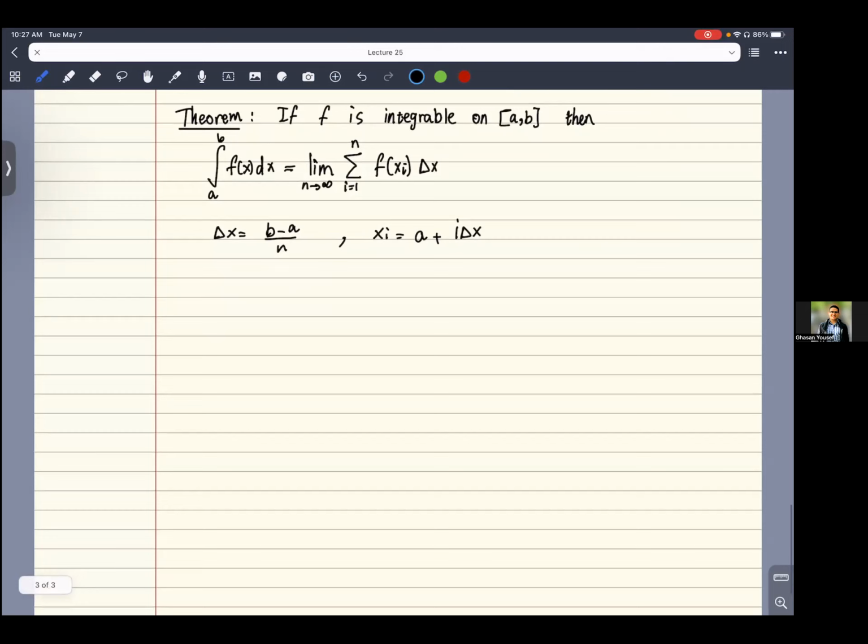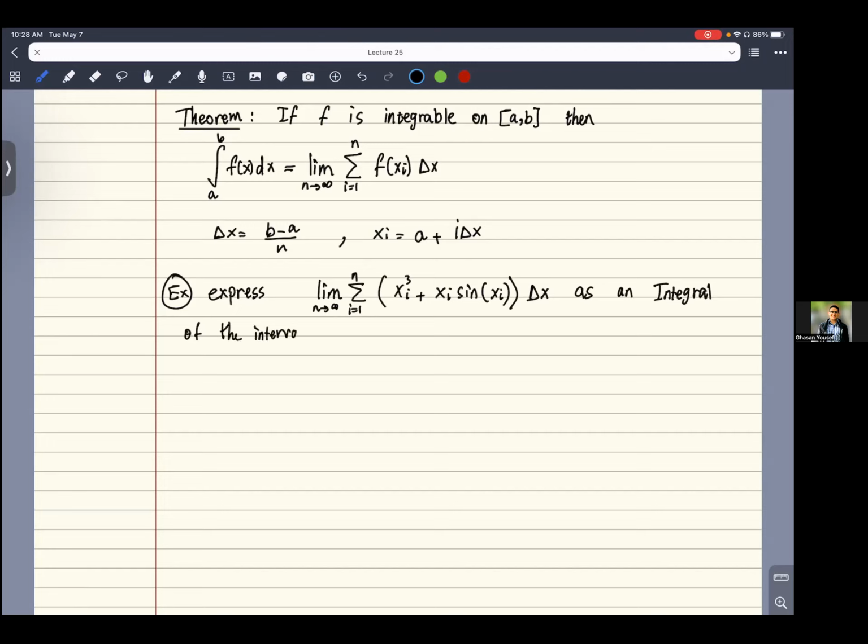I'm going to give you a quick example for this. Express the limit of the sum, i starting from 1 to n, as n goes to infinity, of xi to the power 3 plus xi sine of xi, delta x, as an integral on the interval from 0 to pi.